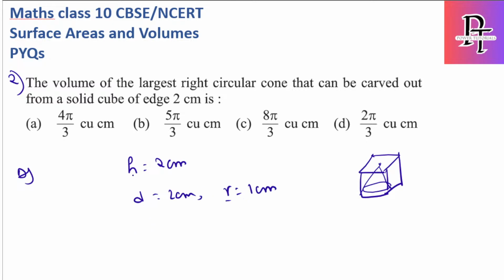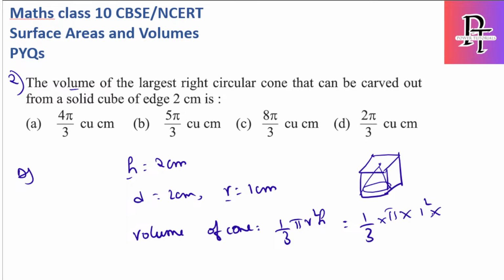Now we have radius and we have height, and they are asking for volume. So what is the volume of a cone? The volume of a cone formula is 1/3 pi r square h, whereas pi r square h is the volume of a cylinder, but this is asked for a cone. So 1/3 into pi into radius 1 square into height 2. The answer should be 2/3 pi cubic centimeter. So D should be the right answer. This is important here: the diameter is 2, it's not the radius, so the radius will become half of the diameter, which is 1 centimeter.